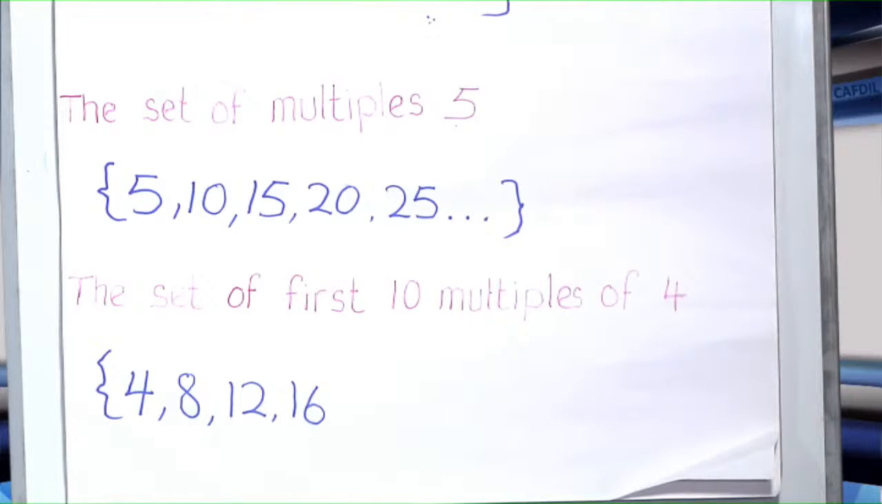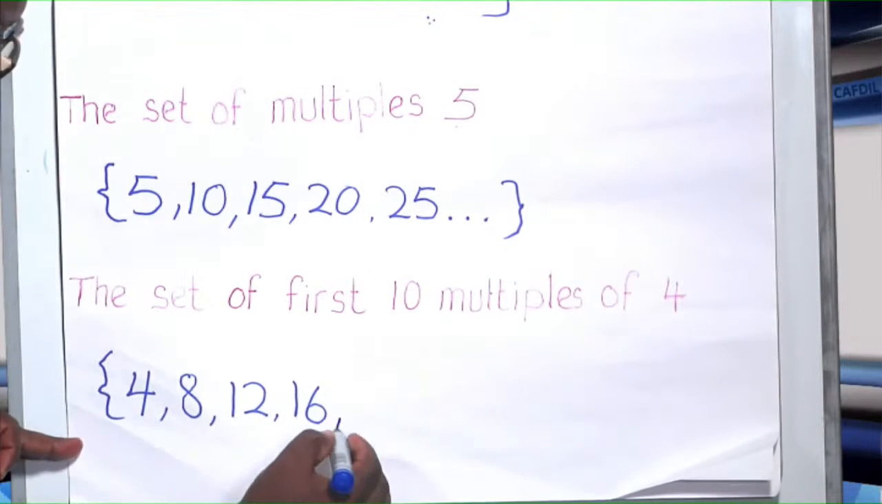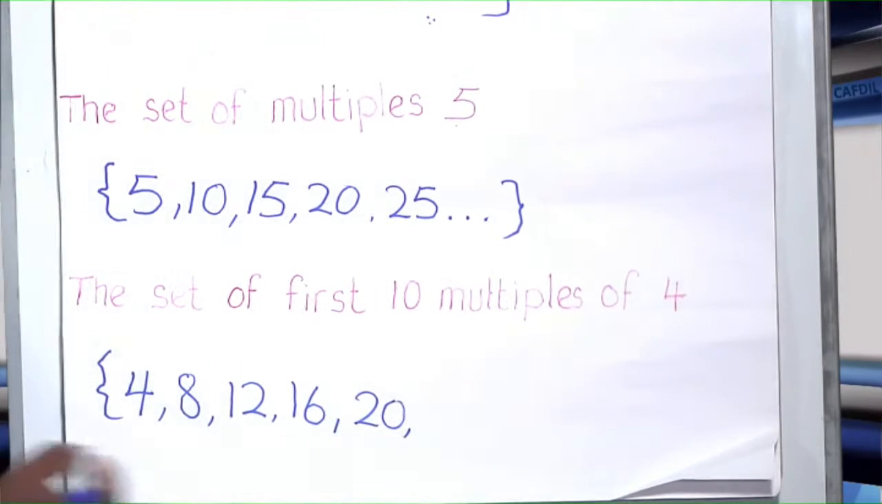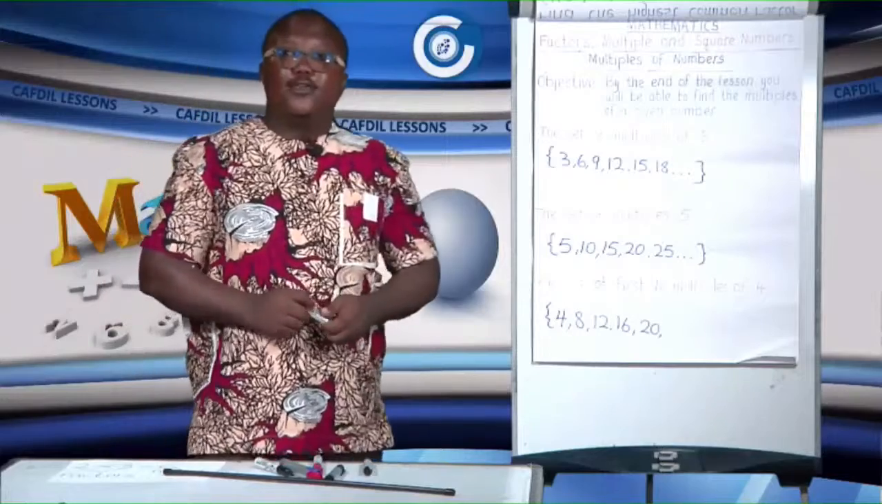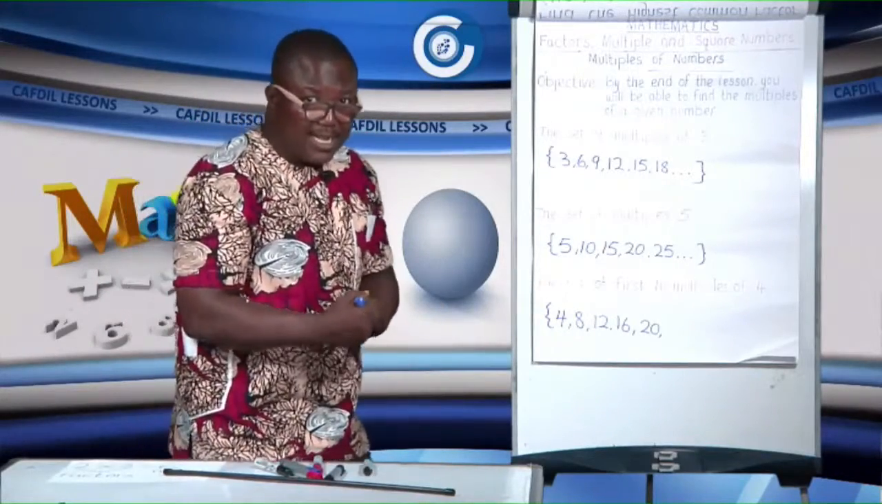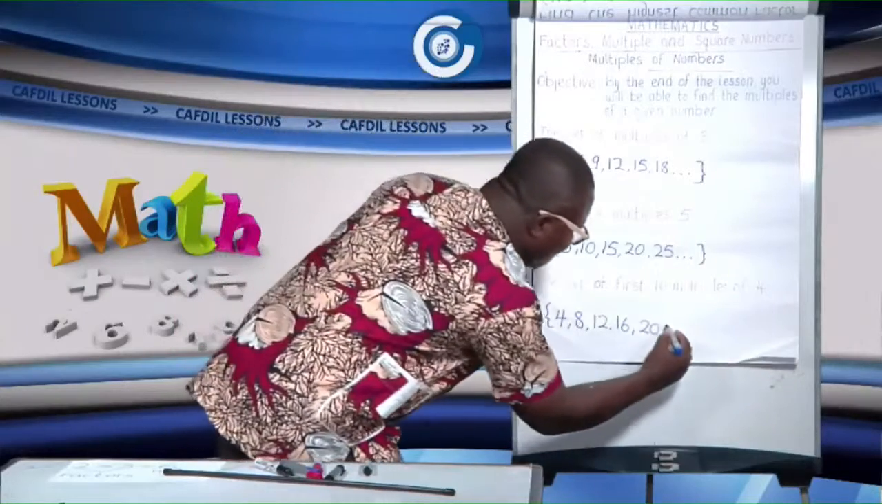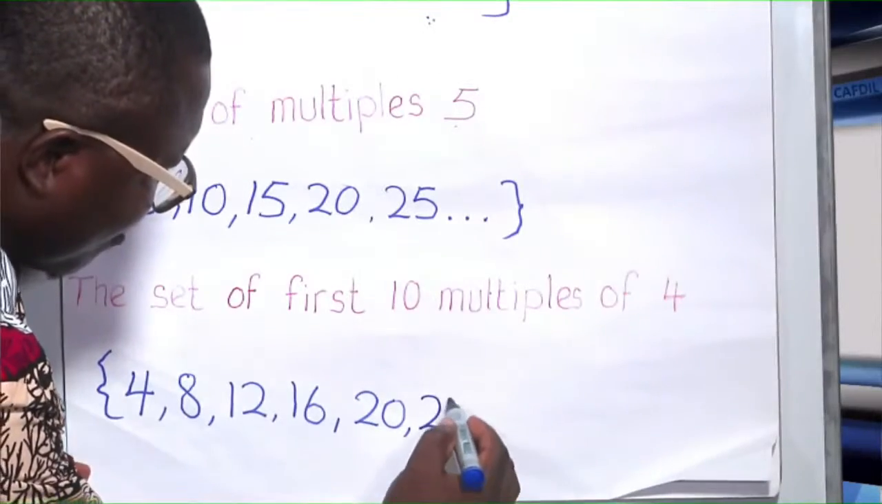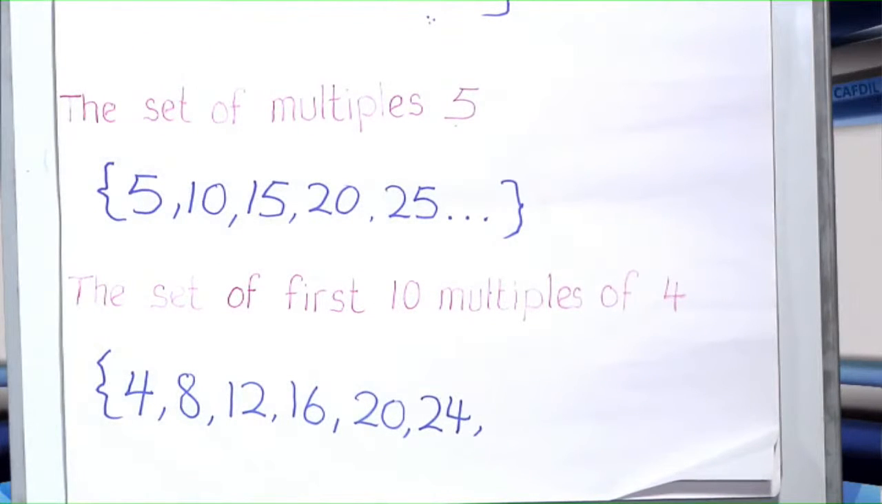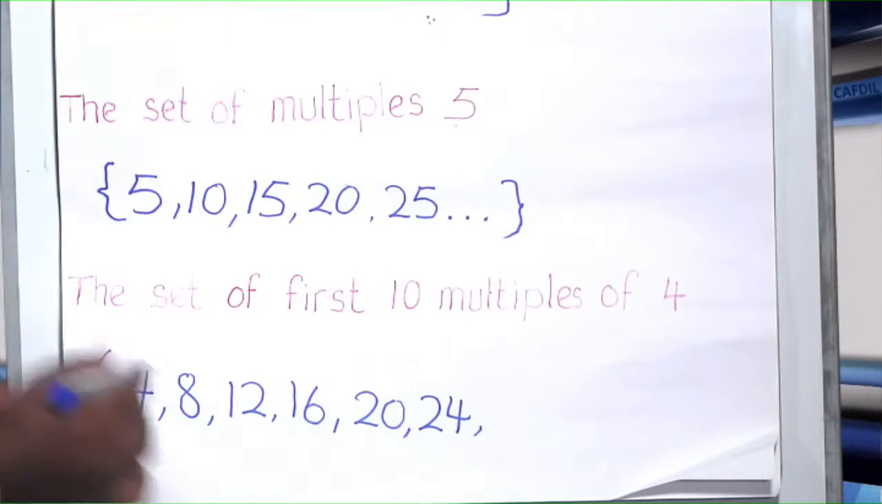So 16, I have to add another 4 to it. 20. 20, I have to add another 4 to it. It becomes what? 24. 24, I have to add another 4 to it. It becomes what? 28.